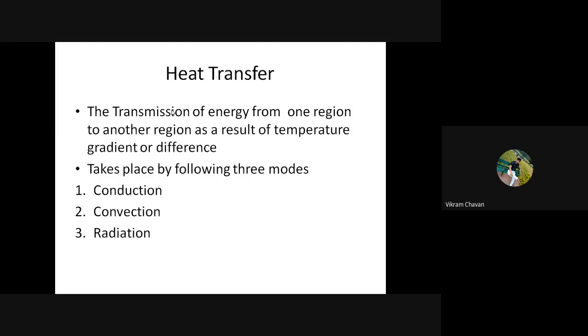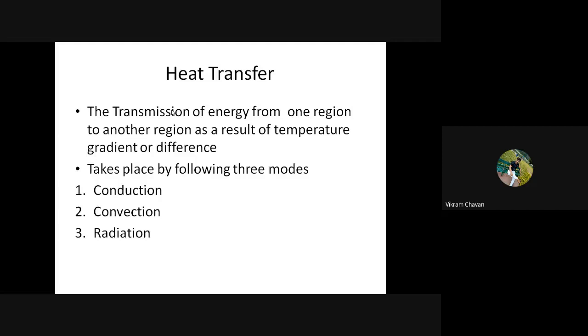Okay, now this heat transfer takes place because of three modes of heat transfer. Which are those three modes? First one is conduction, second one is convection, and third one is radiation.